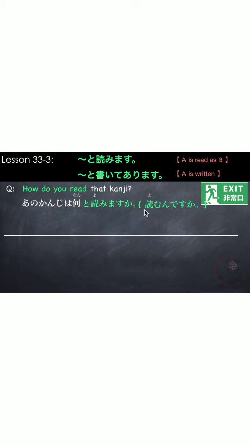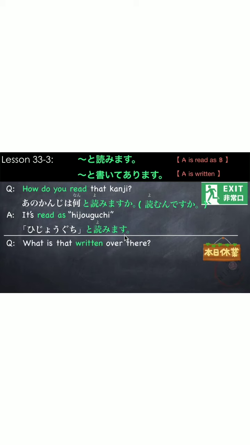To make it more casual, 何と読むんですか? We say it's read as 非常口. It's read as 非常口。非常口と読みます。 Another example is using the 何々と書いてあります。 So our question is, what is that written over there?